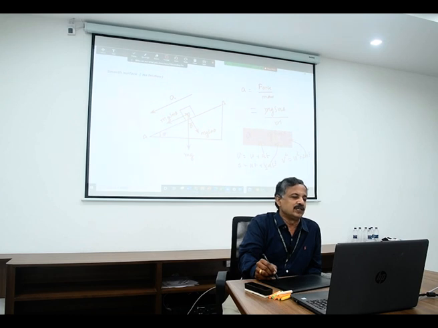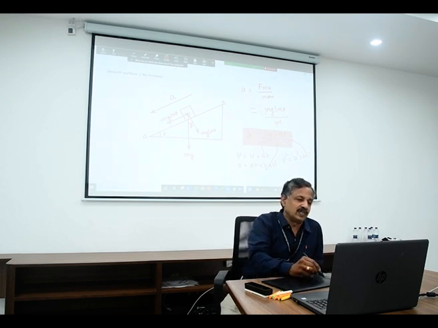Is it clear? So any object that slides on the surface will have an acceleration parallel to the surface, which is nothing but what? That is nothing but g sin theta, where theta is the angle of inclination. Is it clear? That's it.